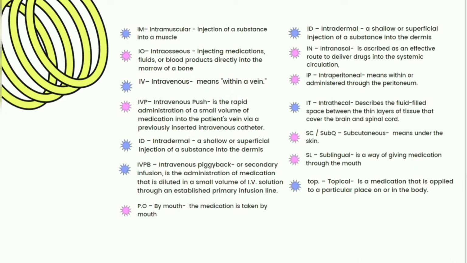Next, we have PO or the per os, which means by mouth. This medication is taken by the mouth. Next, we have the SC or subQ. Subcutaneous means under the skin. In this type of injection, a short needle is used to inject the drug into the thin tissue layer between the skin and the muscle. Medication given this way is usually absorbed more slowly than if injected into the vein, sometimes over a period of 24 hours.